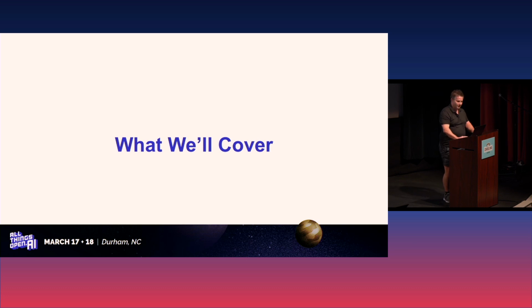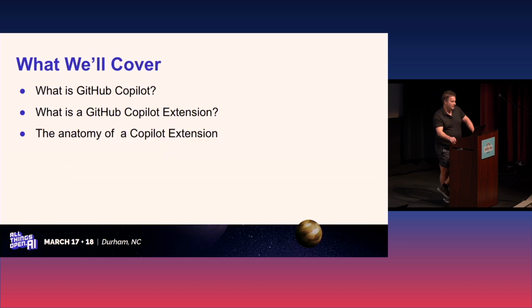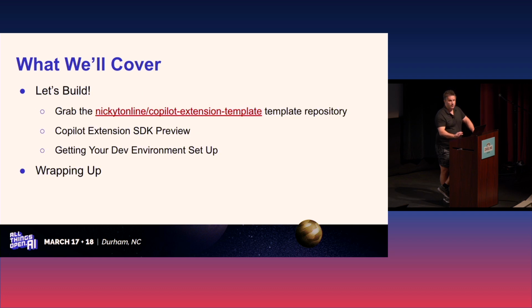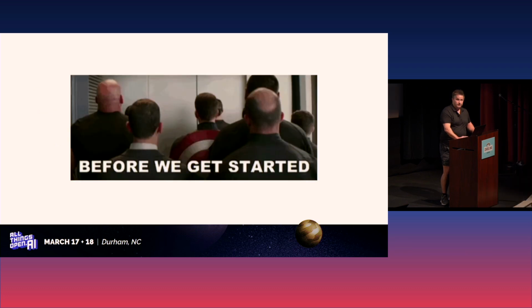All right, so what are we going to cover? We're going to cover what is Copilot, what is a GitHub Copilot extension, then we're going to go over the anatomy of a Copilot extension, and then we're going to build something. So I live stream a lot, so we're going to do some live coding, so nothing will go wrong, probably. There's an extension template that this whole talk's built off of. We'll get into that too. We're going to talk about the Copilot extension SDK preview and getting your development environment set up, and then we'll wrap things up.